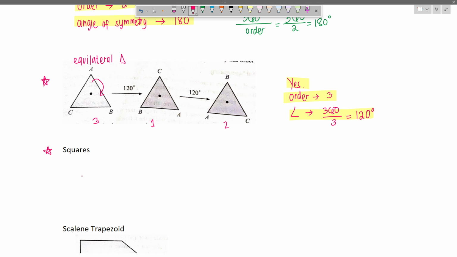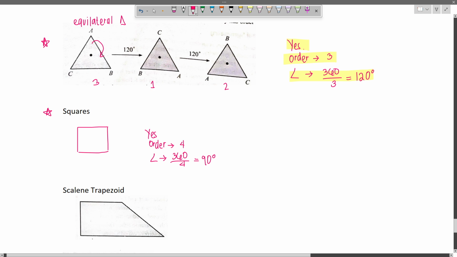Next, for squares, you may also try to answer this. The answer is yes, it has rotational symmetry. Aside from reflectional, it also has rotational symmetry. The order is 4. So the angle is 360 divided by 4, so we get 90 degrees.